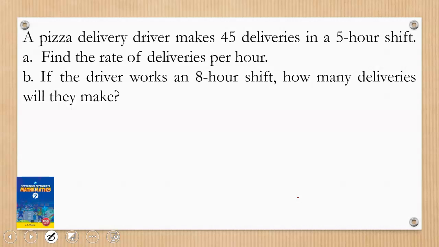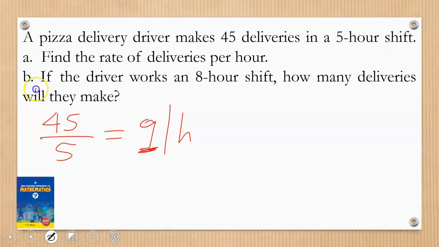Let's take another example. A pizza delivery driver makes 45 deliveries in a 5-hour shift. We want to look at the rate of delivery per hour. So for every 5 hours, he will deliver 45 pizzas. That is the shift, 45. So if I want to know how many pizzas he will deliver within an hour, I'll just divide 45 by the 5 hours, which will give me 9, so 9 deliveries per hour. So the pizza driver delivers 9 pizzas every 1 hour.